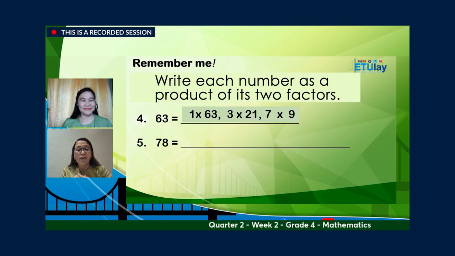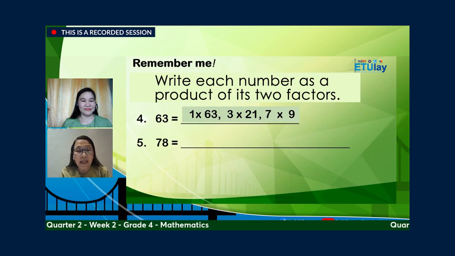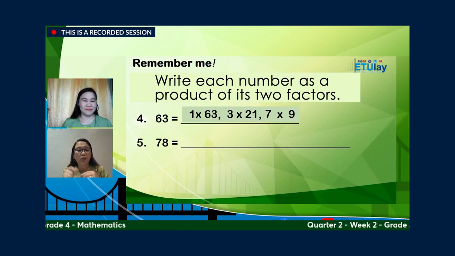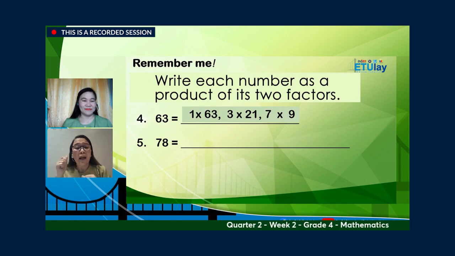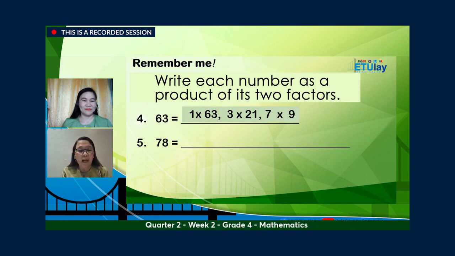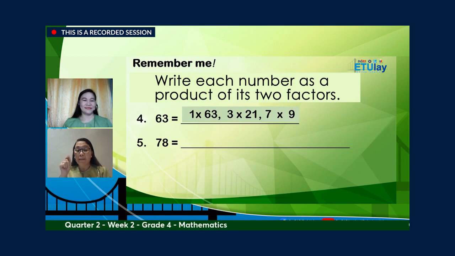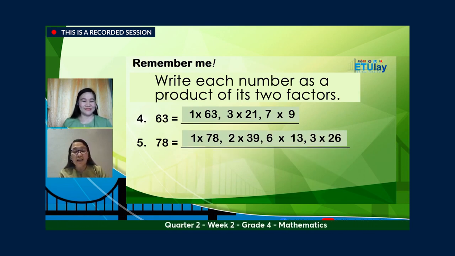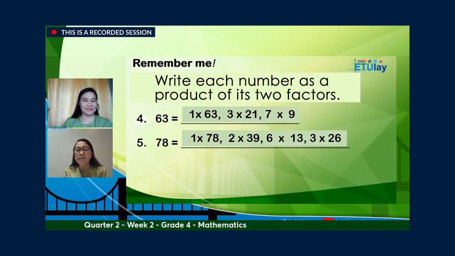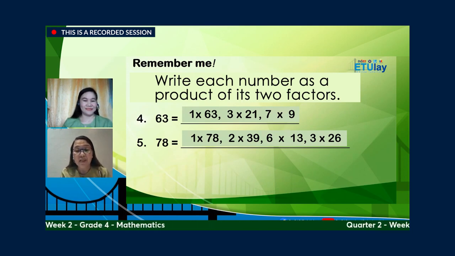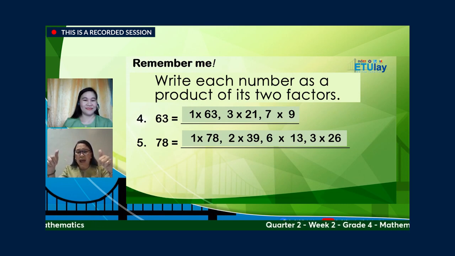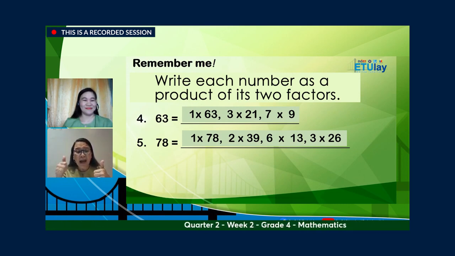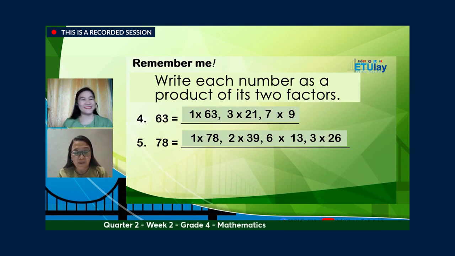Let's move on for number 5. Ang number natin ay 78. What are the two whole numbers that you can multiply to get the product of 78? Kapag ang sagot nyo ay 1 times 78, 2 times 39, 6 times 13, and 3 times 26, okay mga bata, tama ang inyong mga sagot.